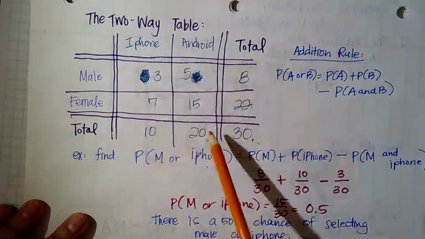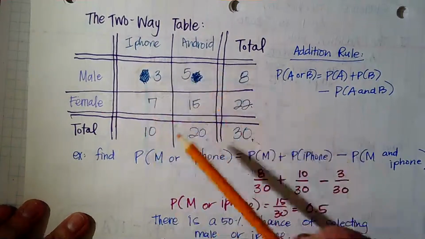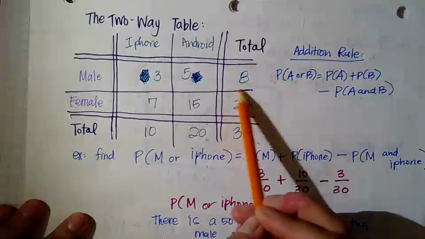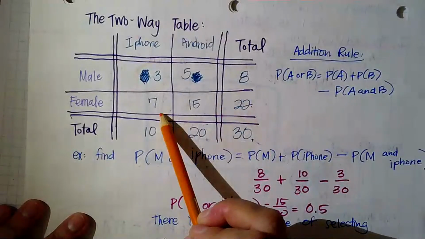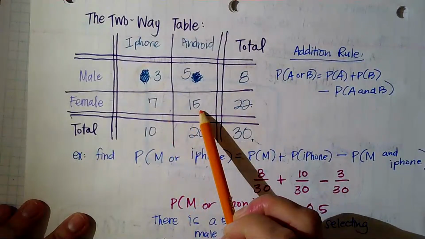And then we kind of work backwards and make sure that everything helps out here. So there's a total of 22 females. 7 of them were iPhone users, which meant 15 of them had to be Android.